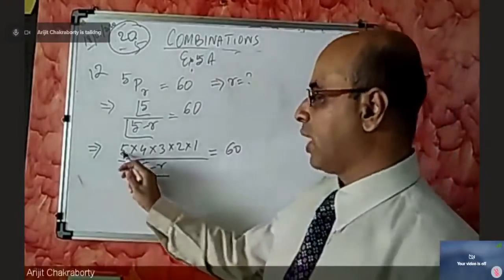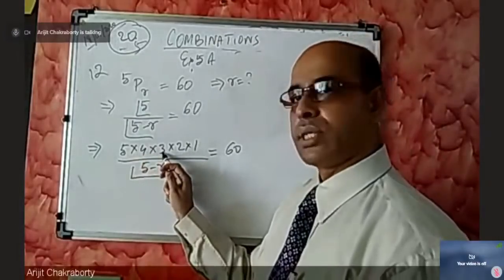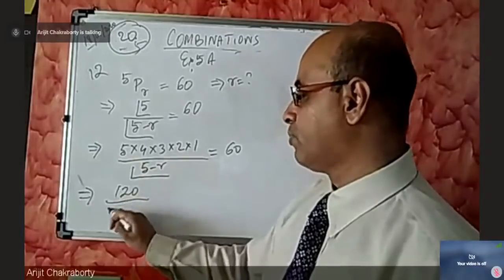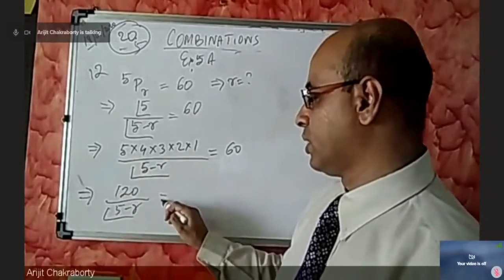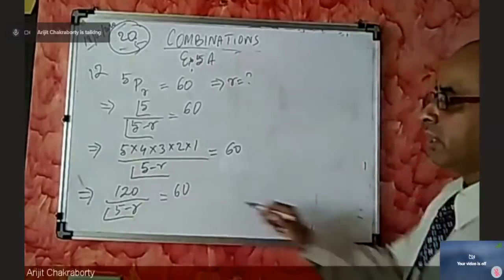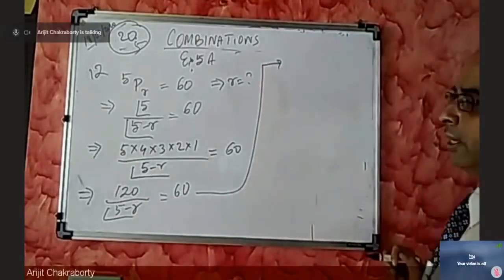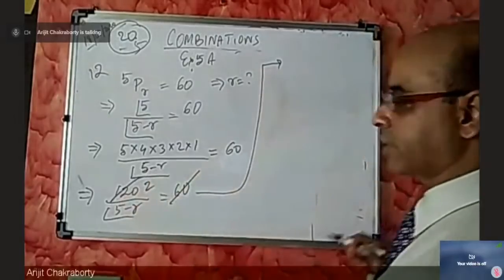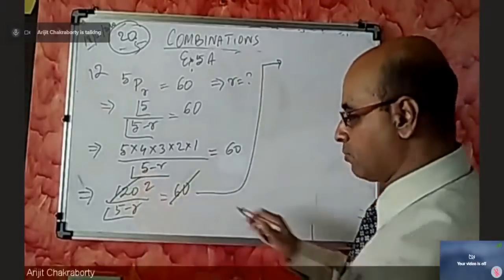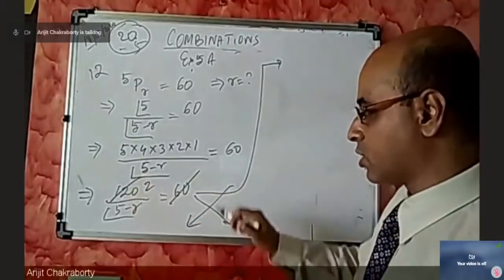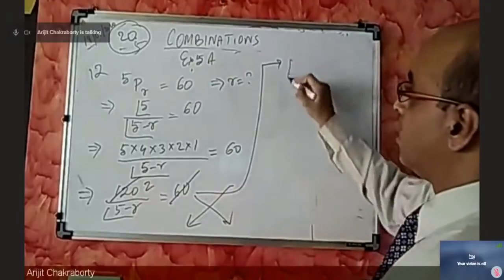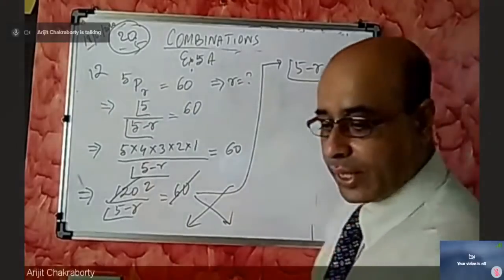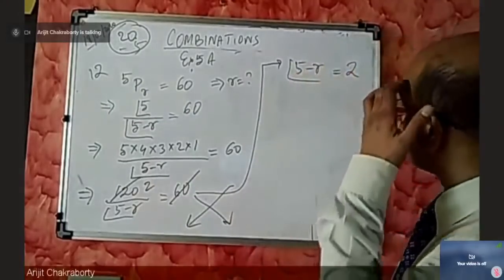Now here the numerator is 5 into 4, 20 into 3, 60 into 2, 120. So I write 120 divided by (5 minus r) factorial is 60. So from here, that means 60 into 2. By cross multiplying, I get (5 minus r) factorial gives me 2. So we get (5 minus r) factorial equal to 2.